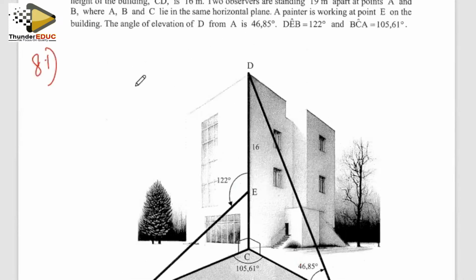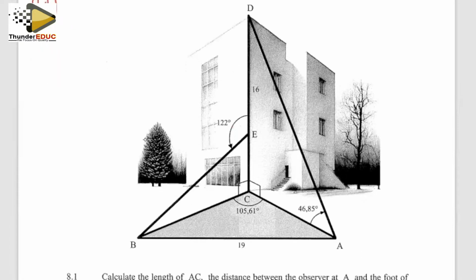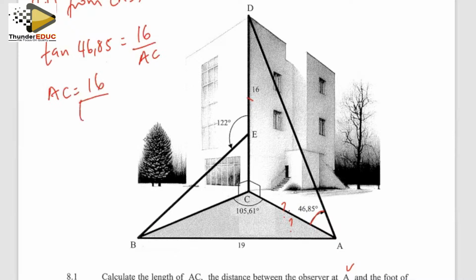They want us to get the length of AC, which is the distance between A and the foot. So we can use this triangle, CAD. From CAD, we have this angle. We're looking for this. So we have the opposite, and we're looking for the adjacent. We can use tan. So the tan of 46,85 is given as the opposite, which is 16, over the adjacent, which is AC. If I cross multiply, AC is 16 over the tan of 46,85.